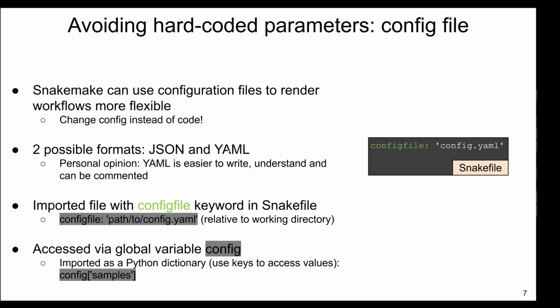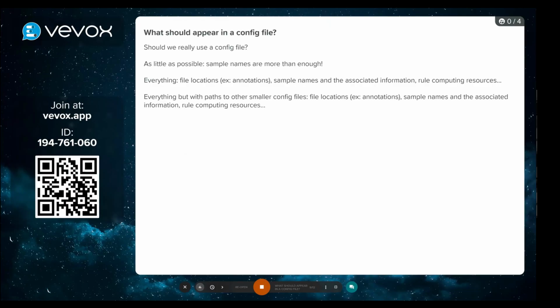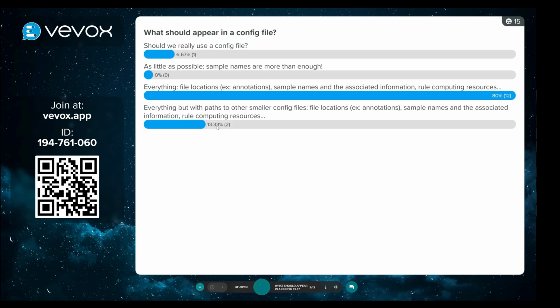So now, if you want to take your phone back for a question: what should appear in the config file? Right, so someone seems to be really against config files. I'm sorry to say that it's always better to use a config file. And then the last two answers, sorry, were kind of a trap. It's a good idea to have everything in config files.